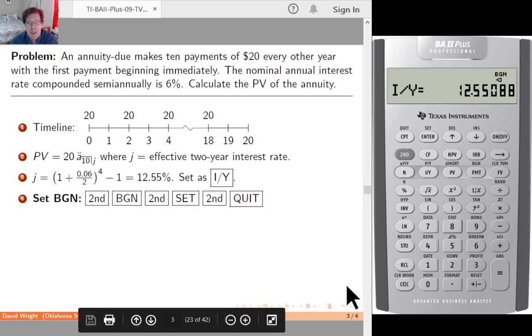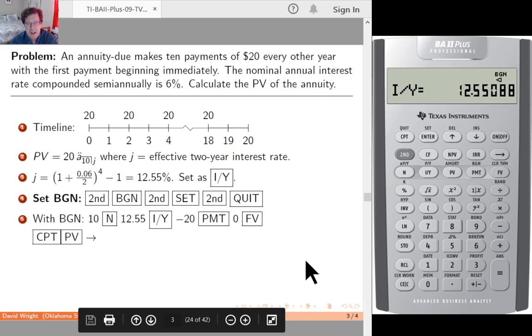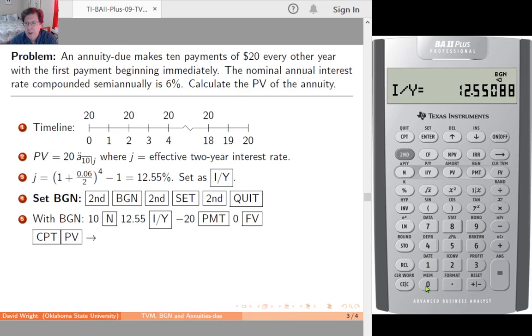So we've set BGN already. I don't have to do that again. And now I'm going to put in 10 payments. And that goes in for N. The interest rate we've already set. You can see it if you say recall interest rate. There it is. And the payment is going to be 20. And we'll put that in with a negative sign.